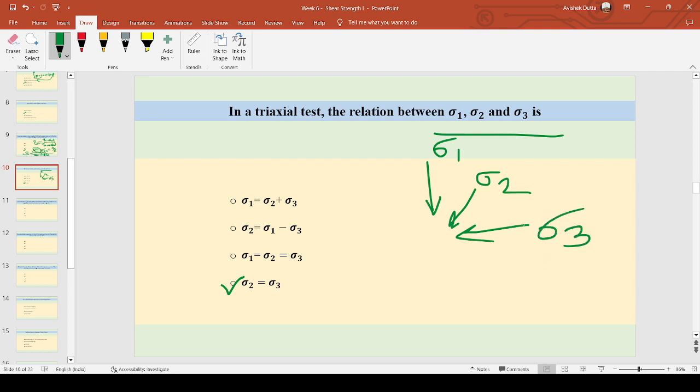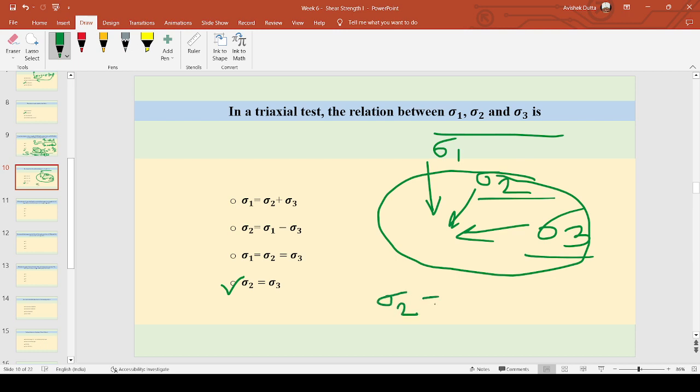Then we can say it is the fact that in triaxial test the confining pressure acts all around surrounding the soil sample and normal stress is being applied from the top. So everywhere around the soil sample the pressure is uniform, the pressure is equal. Hence the pressure acting in the z direction and in the x direction is the same, that is sigma 2 equal to sigma 3. That is the intermediate principal stress is equal to the minor principal stress.